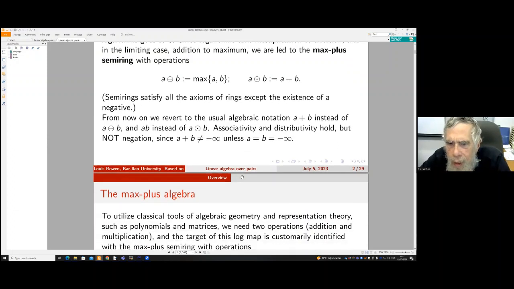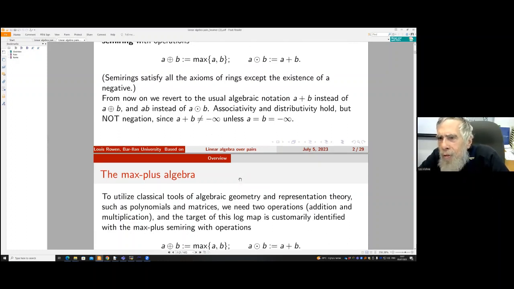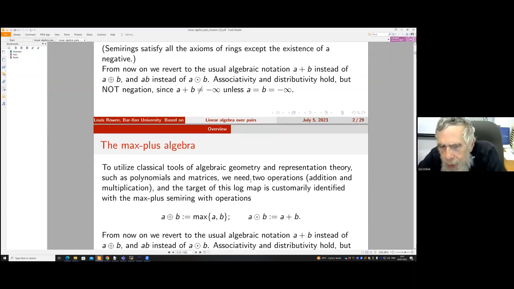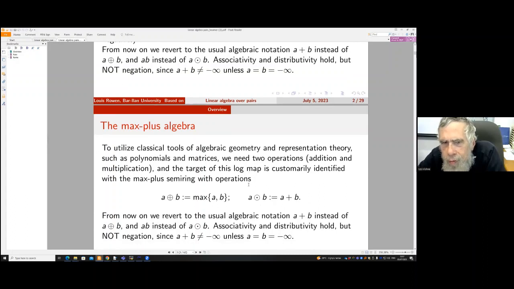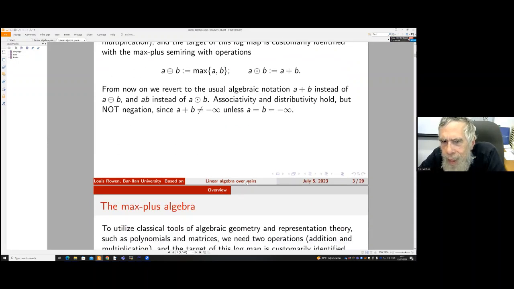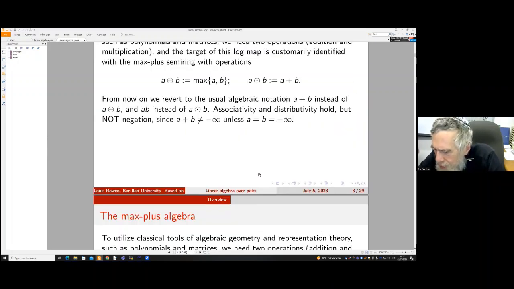But the problem is that you can't take the logarithms of complex numbers so easily. You can take the absolute value. So an alternative to the max plus algebra, or an alternative to the log map, was investigated.